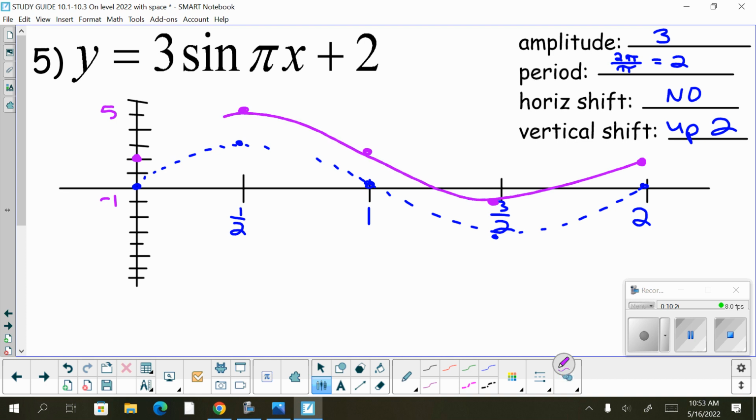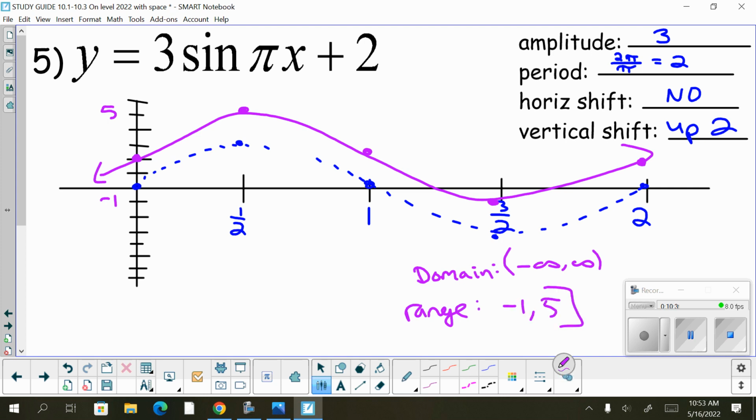So this is not asking for domain and range, but I'm going to put domain and range just for the practice. Domain, -infinity to infinity. Range, -1 through 5. It's because of that up 2 shift that shifted it. The purple is your final solution.